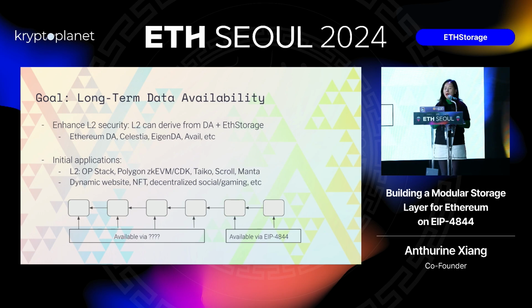So after all the motivations, back to what we're trying to do. We're going to build a long-term data availability layer. Because of that, we will help enhance layer 2 security to a much greater level. Basically, like I mentioned before, layer 2 can derive from the DA plus ETHStorage. So there's no need to worry that the data is going to be discarded in certain days. We work with the Ethereum DA, which is 4844. We also work with Celestia, and other DA solutions like Avail and Near DA as well.